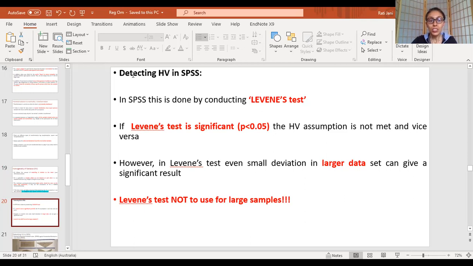Okay. So, detecting homogeneity of variance in SPSS. How do you detect homogeneity of variance in SPSS? In SPSS, this is done by Levene's test. If Levene's test is significant, which is less than 0.05, then the homogeneity of variance assumption is not met, and vice versa. Again, with Levene's test, even a small deviation in a large data set can give you significant results. So the best thing is to not use Levene's test for large samples.